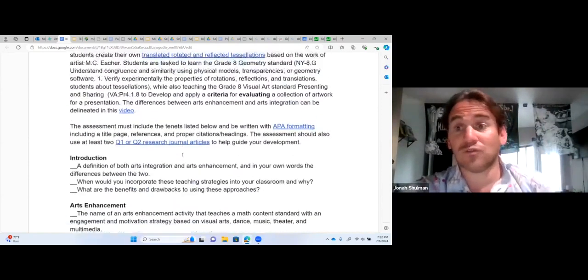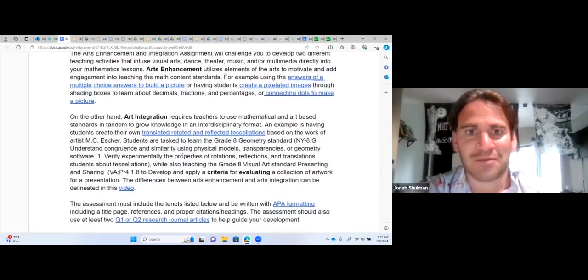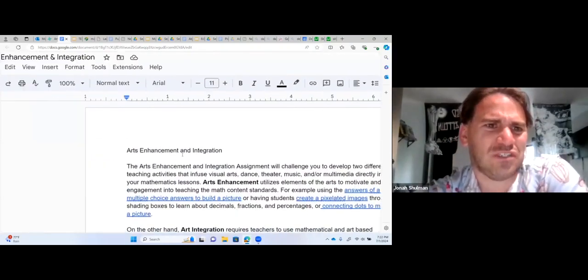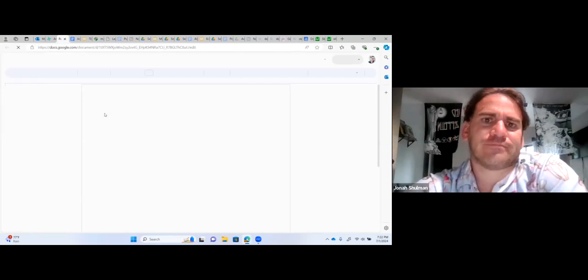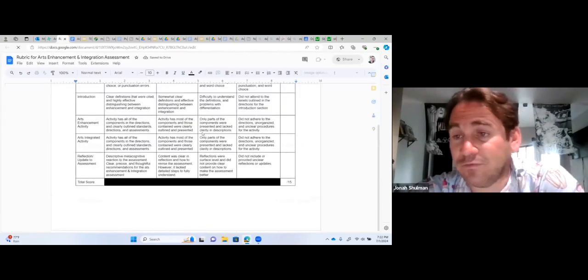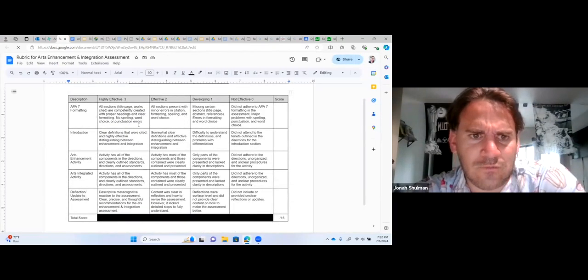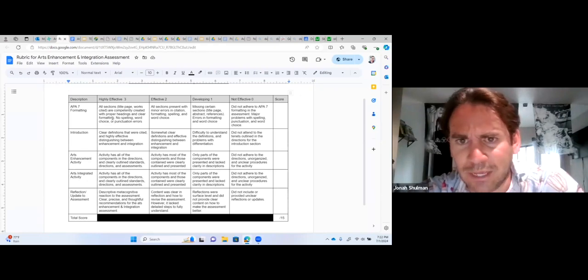And I'm not going to forget to do the rubric this time because I forgot last time. But I hope this was useful and interesting for everybody. So let's look at the rubric. This is a 15-point assignment. The first part is formatting. If you're not going to do APA, that's okay.